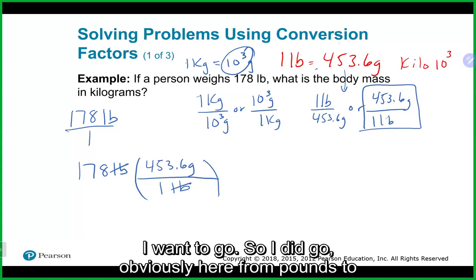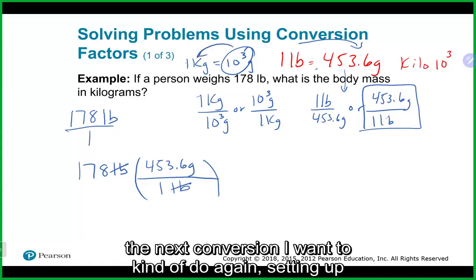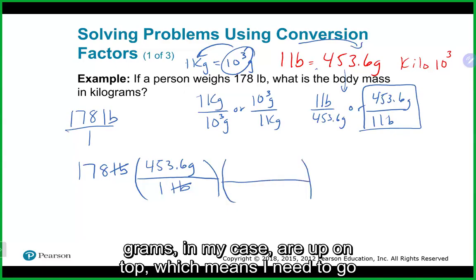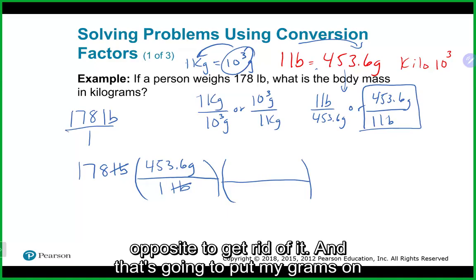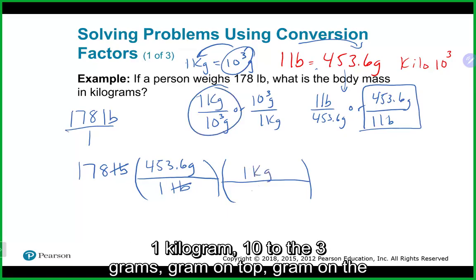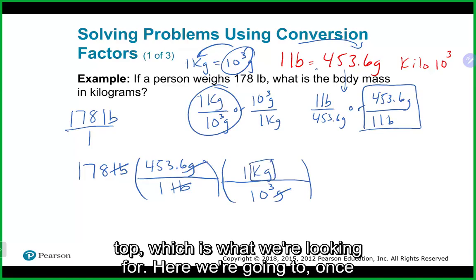So I did go obviously here from pounds to grams. I then want to go from grams to kilograms. So that is the next conversion I want to kind of do. Again, setting it up with dimensional analysis, it should be really clear to you. Grams in my case are up on top, which means I need to go opposite to get rid of it. And that's going to put my grams on the bottom, which should be this conversion factor here. Gives me 1 kilogram, 10 to the 3 grams, gram on top, gram on the bottom. Cancels. The only unit left now are kilograms up on top, which is what we're looking for.